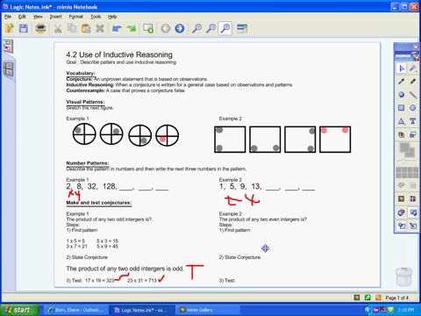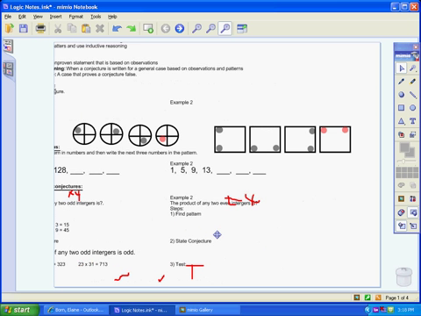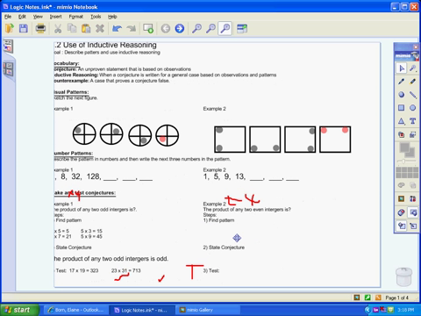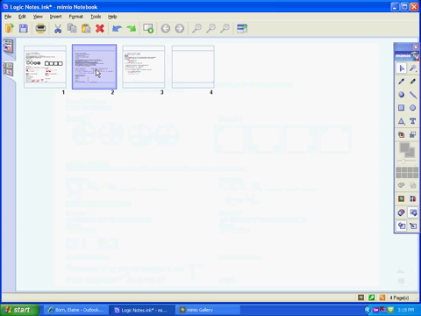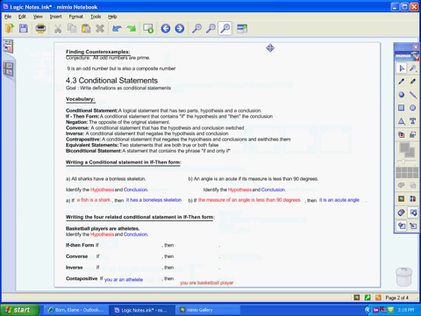You could do 2, 4, 6, 8 and multiply those, and every time you multiply those you're going to get an even number. So our conjecture, instead of two odd numbers is odd, is that the product of two even numbers is going to be odd. Or excuse me, even. Okay, so let's go on to the next one, which is talking about conditional statements.